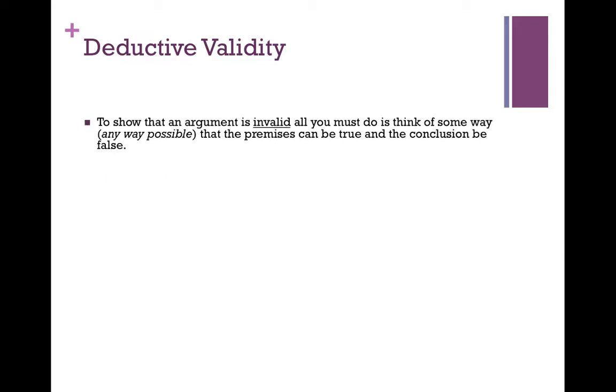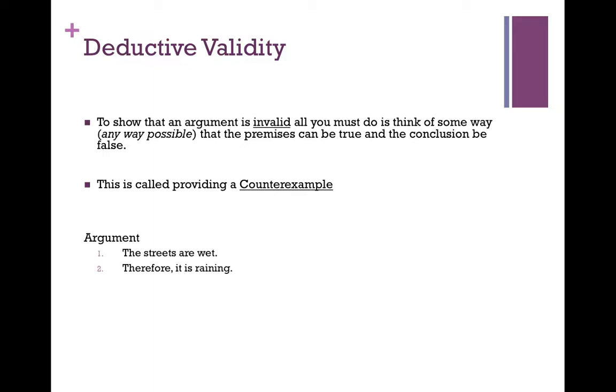And in order to test invalidity, all you have to do is find any way possible, doesn't matter how crazy or bonkers it is, that the premises could be true and the conclusion false. Then you prove that the argument is invalid. And this is what we call providing a counterexample. To provide a counterexample is just to imagine, hypothetically, a way that the premises are true and the conclusion is false. If you can do that, you've demonstrated that the argument is invalid.